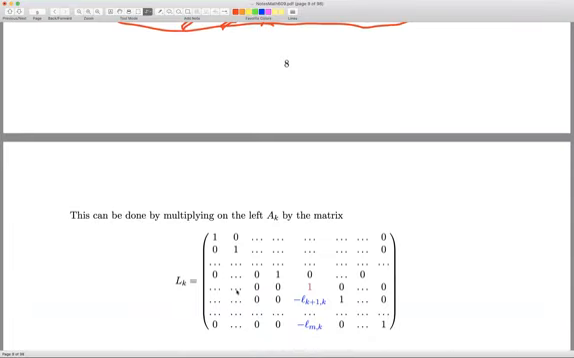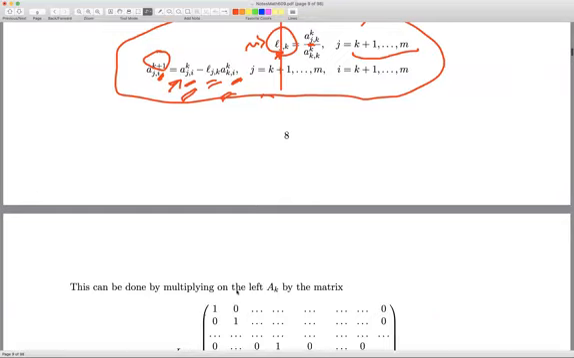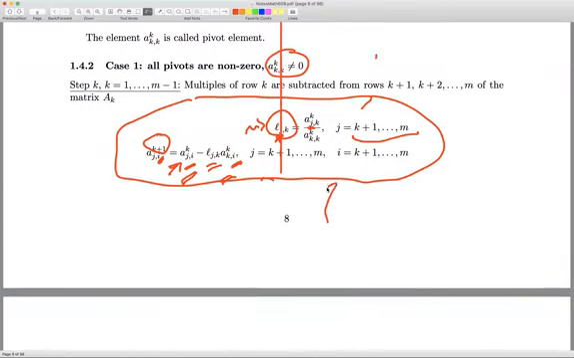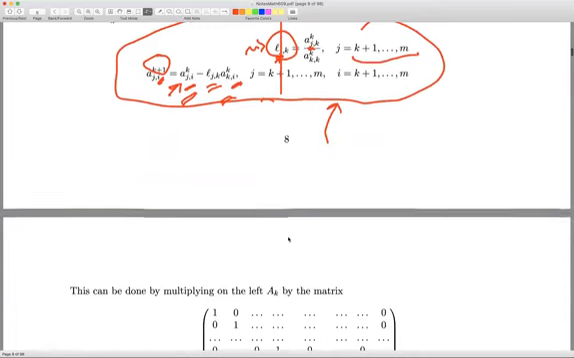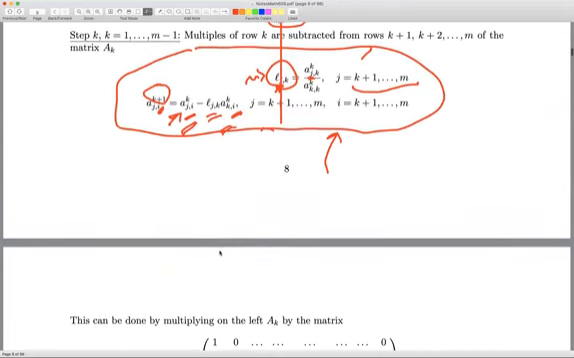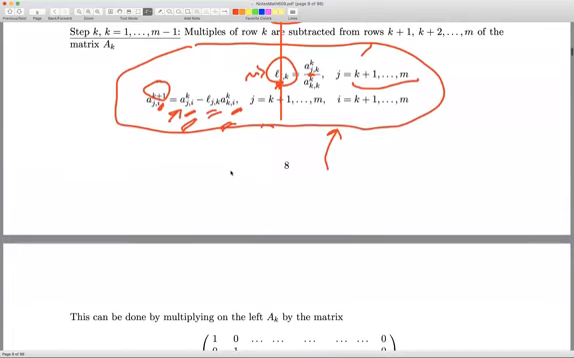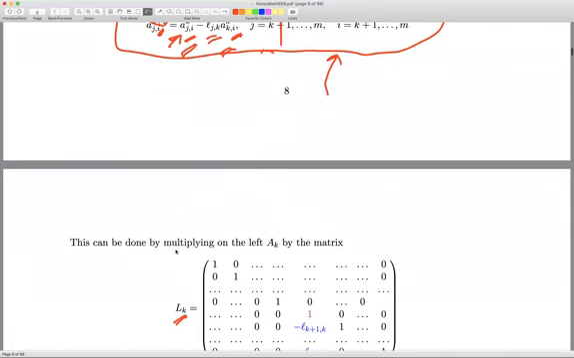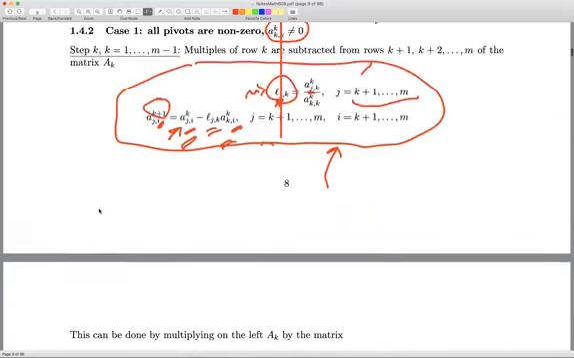And now the claim is that if you look carefully at what these equations give you, and then look carefully at the matrix L_k, which I will explain how to construct, then you will see that these operations written on these two rows actually can be done by multiplying the matrix A_k on the left by the matrix L_k. So how do we construct the matrix L_k?